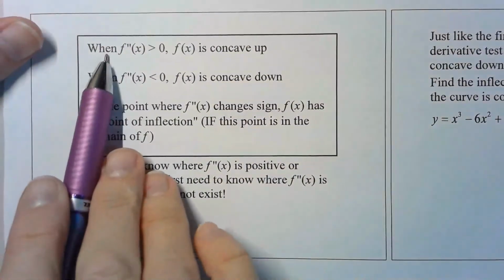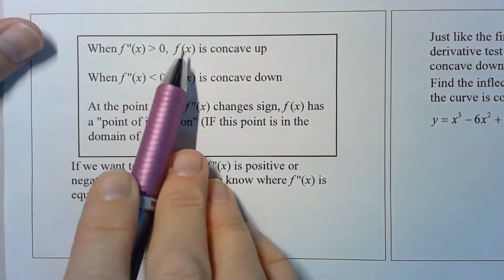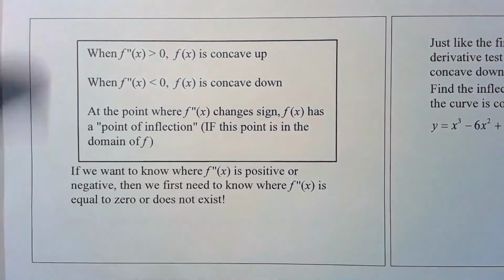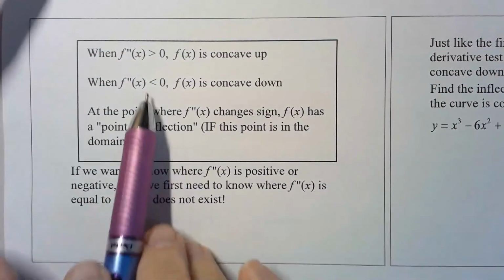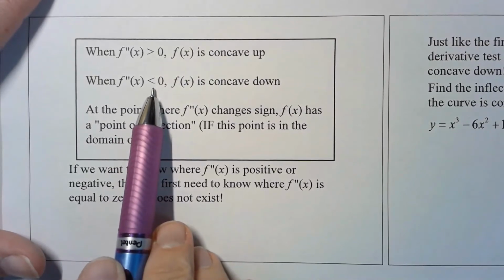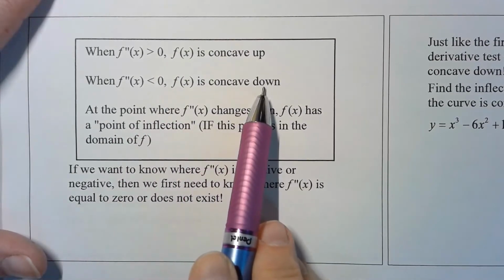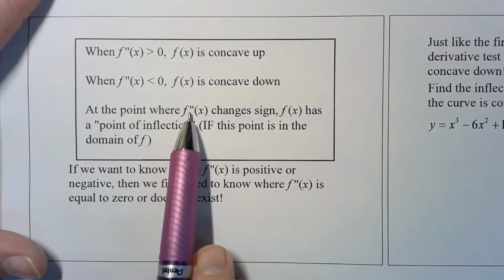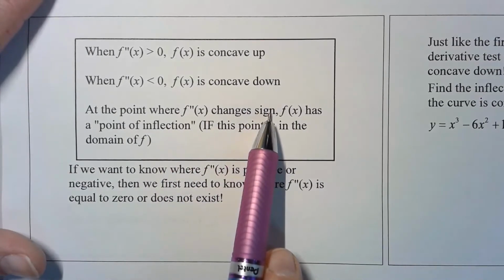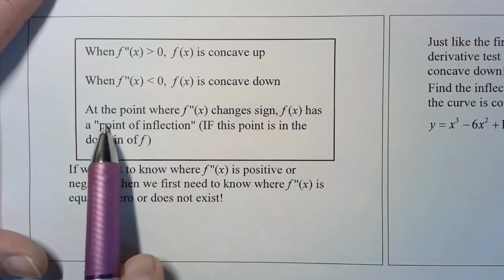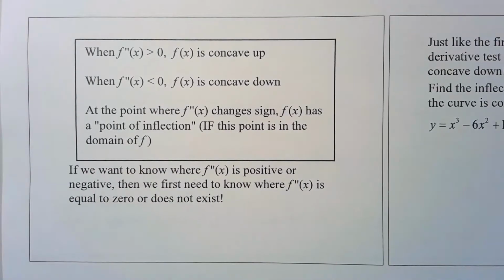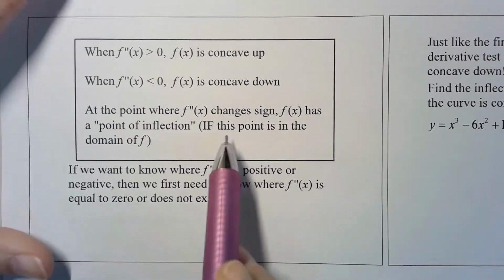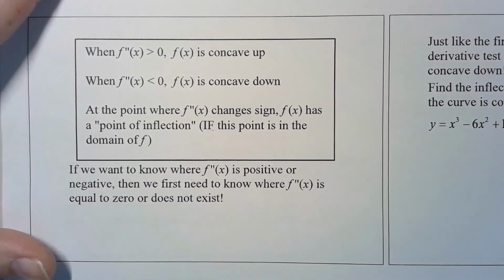Okay. So when the second derivative is positive, my original is concave up. It looks like a cup, or it is smiling. When the second derivative is negative, that means f of x is concave down. At the point where the second derivative changes sign, f of x has a point of inflection. If the second derivative is changing sign, that means the original is changing concavity, which means we have a point of inflection. I will come back to this statement here on the back of our notes.